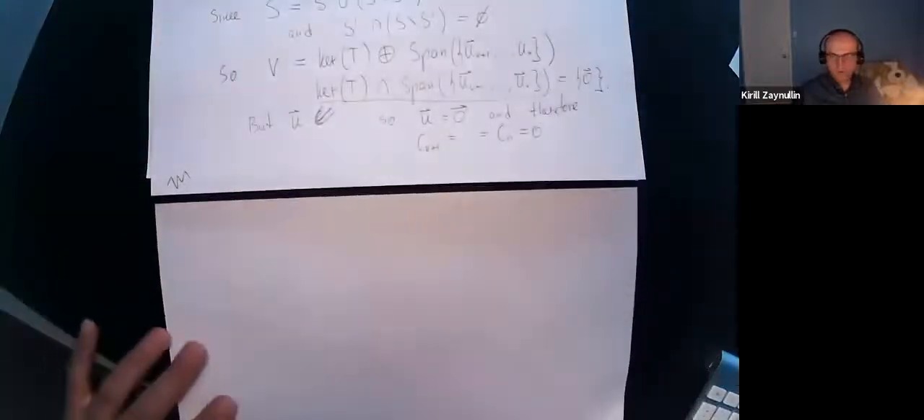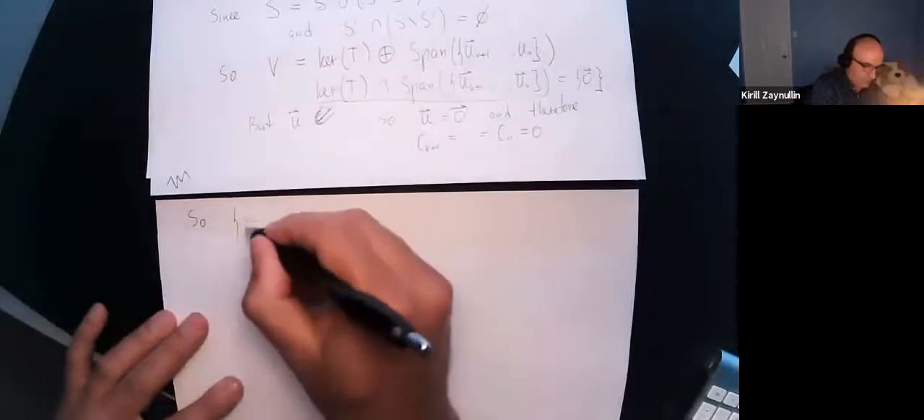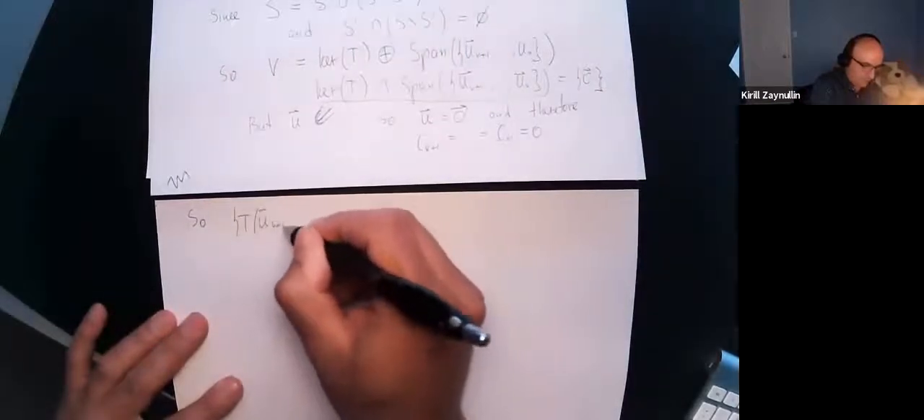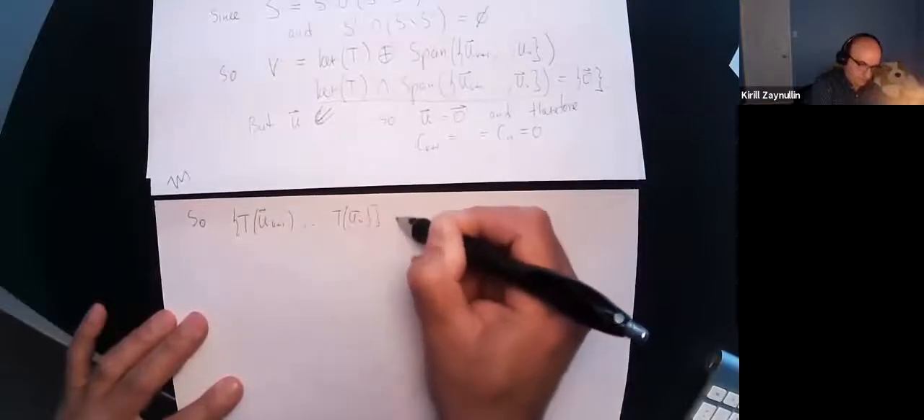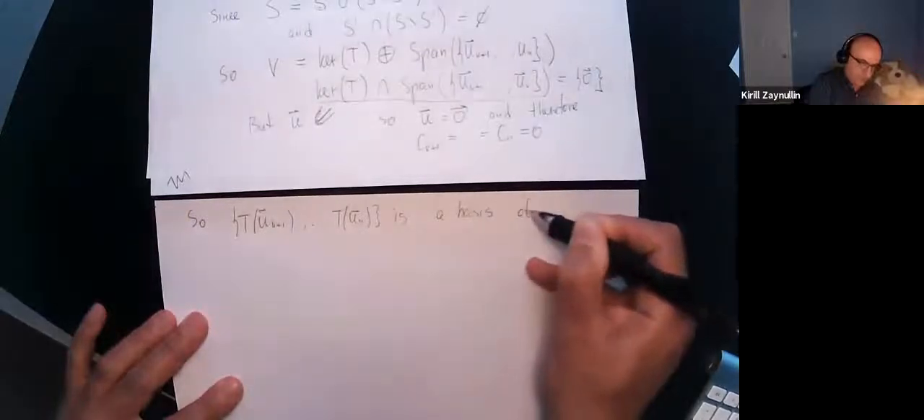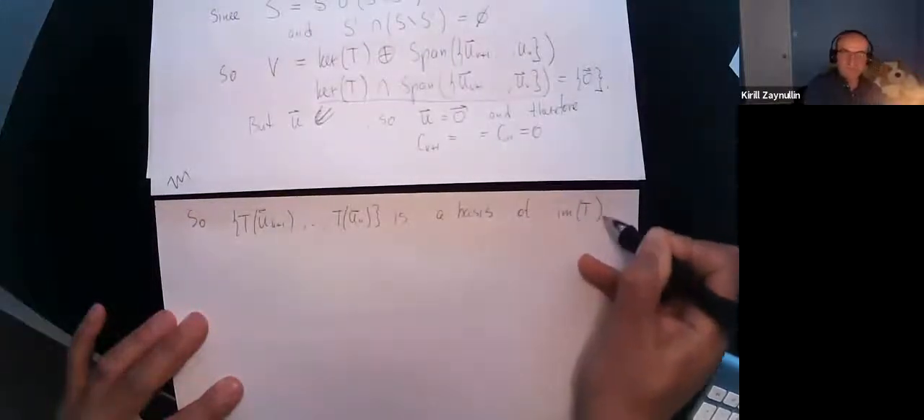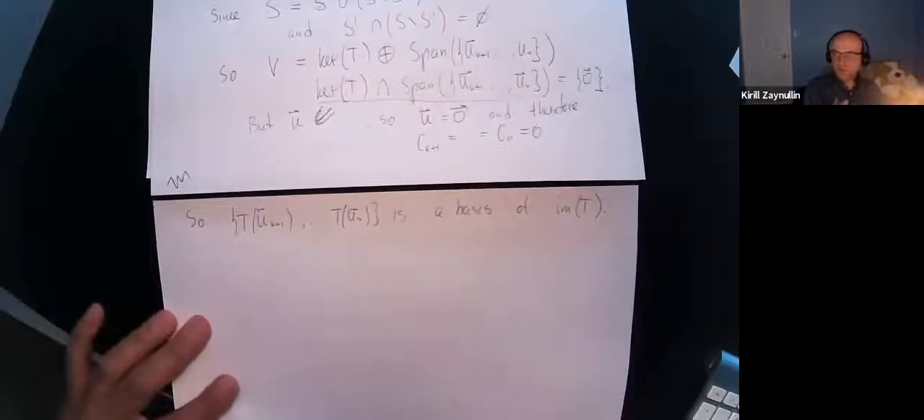Okay, so we just concluded that T of u_{k+1}, ..., T of u_n is a basis of the image, because we showed that its span is the image and they're linearly independent, so it's a basis.